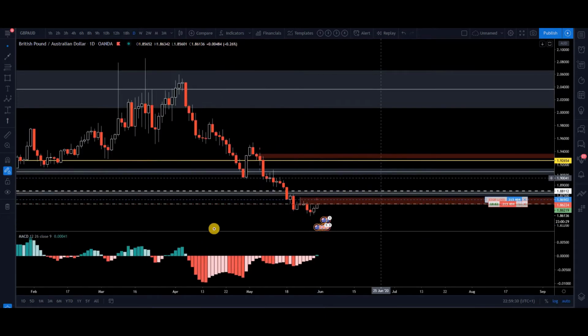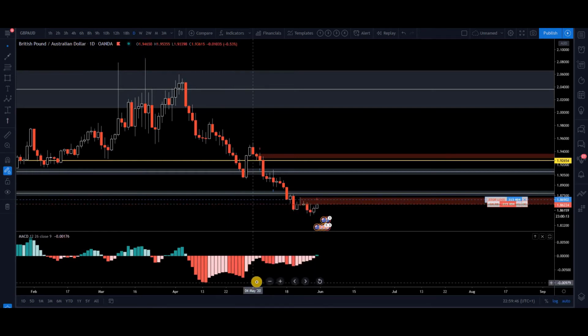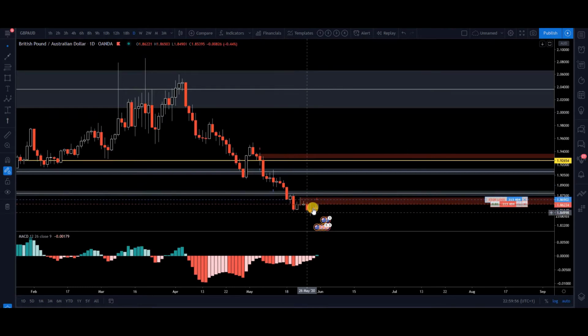So let me just fatten this up and let's just show you exactly what's happened here. And in fact, what I'm going to do is get rid of some of these. Let's just see what I can get rid of. Now I can get rid of this line here. Let's get rid of that. And I can also get rid of that line there. Okay, so what we have now is we had price come down through daily structure, come down through supply.